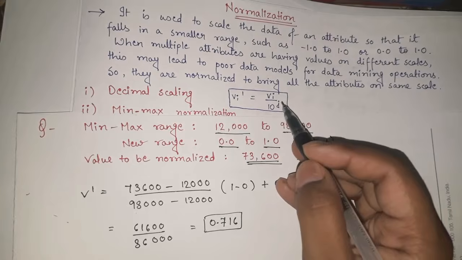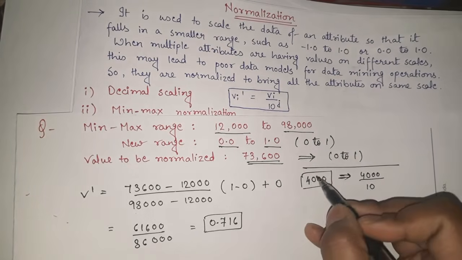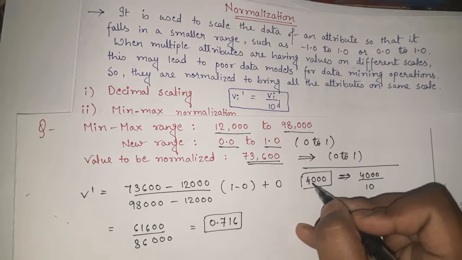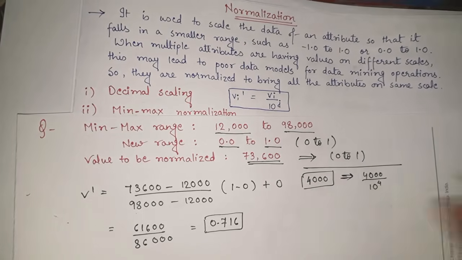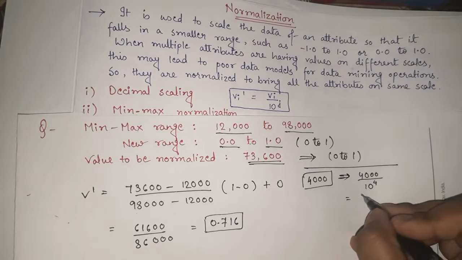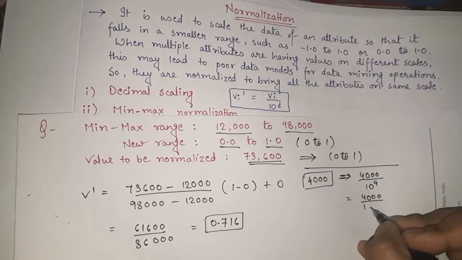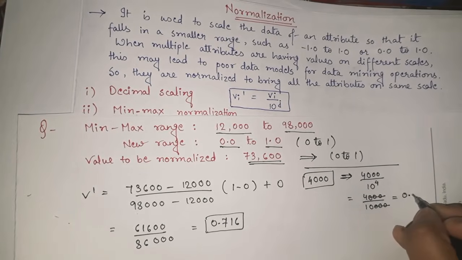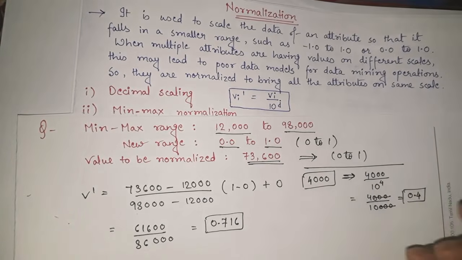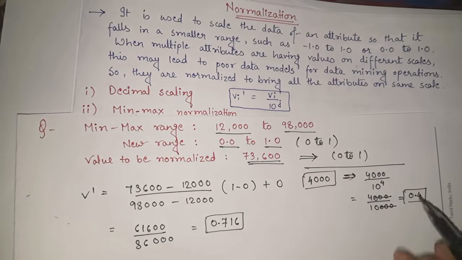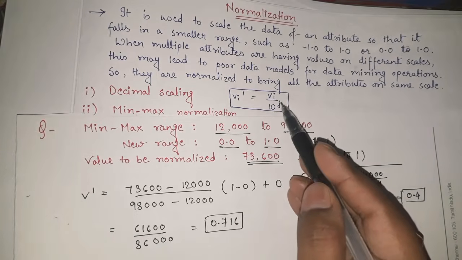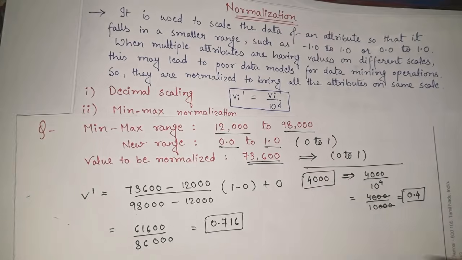Now what this j means? J is nothing but the number of digits in this number. So the number of digits is 1, 2, 3, 4. So 10 raised to 4. Simply what I will get, this is equal to 4000 divided by 10000, and these three zeros will be cancelled, so I will get 0.4. So the decimal scaling normalized value of 4000 is 0.4. So it is simple. The only thing you need to know is this formula, and you should know that this j is nothing but the number of digits.